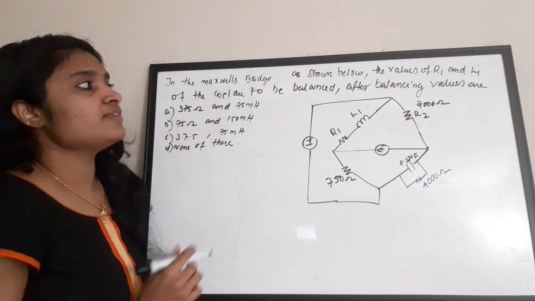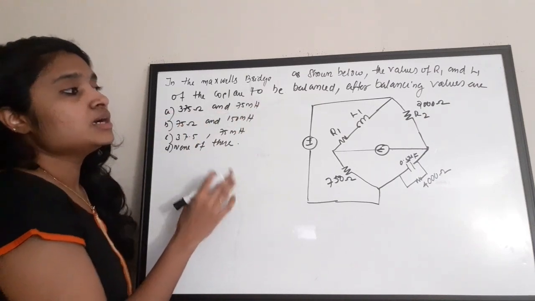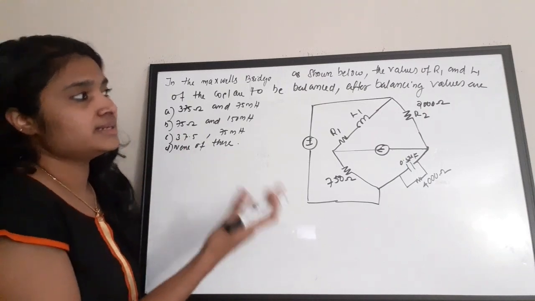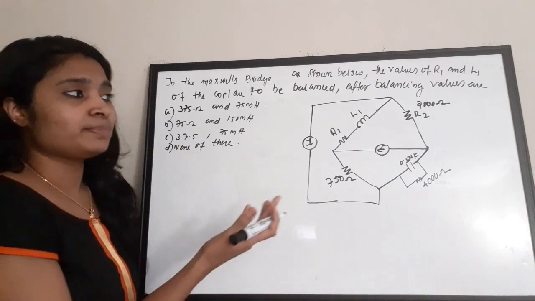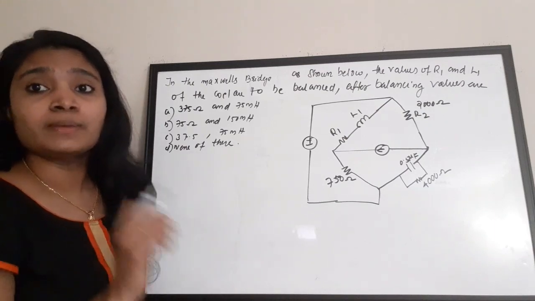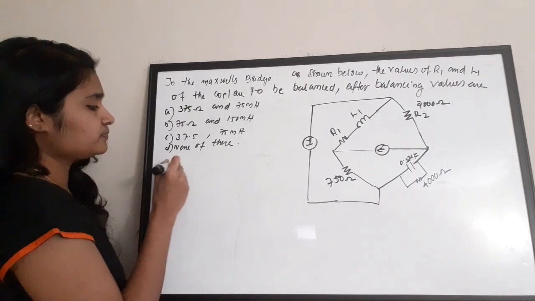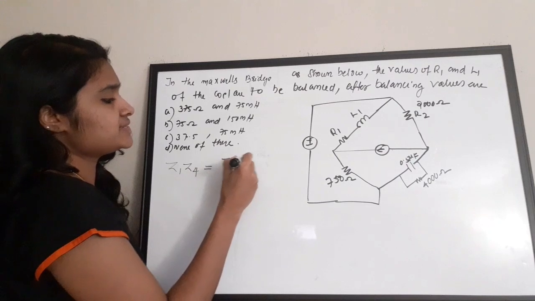After balancing, the values are dash. There are various options given. So how to calculate these unknown values of resistance and inductance? In order to find that, we have to apply the balance equation for the Maxwell's bridge, and it is given by Z1 Z4 is equal to Z2 Z3.